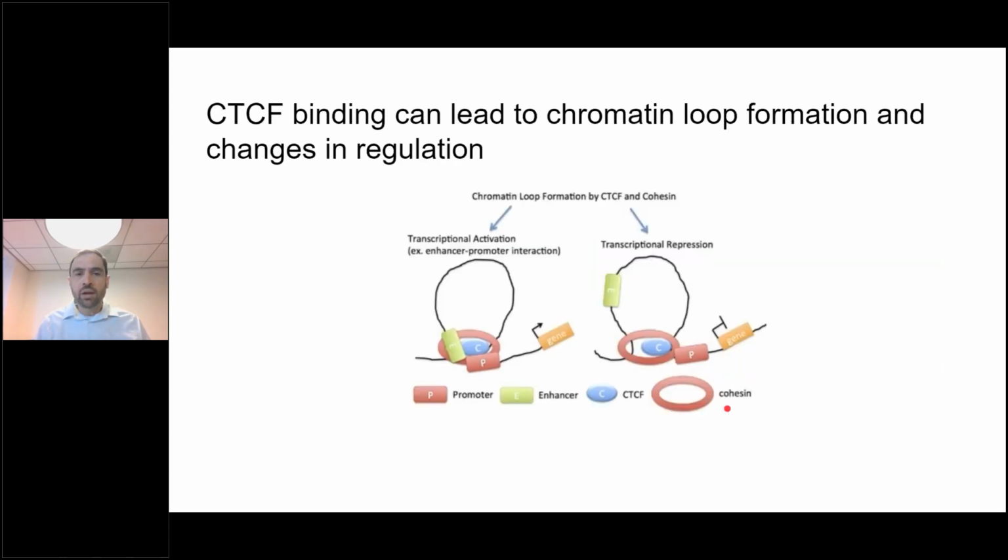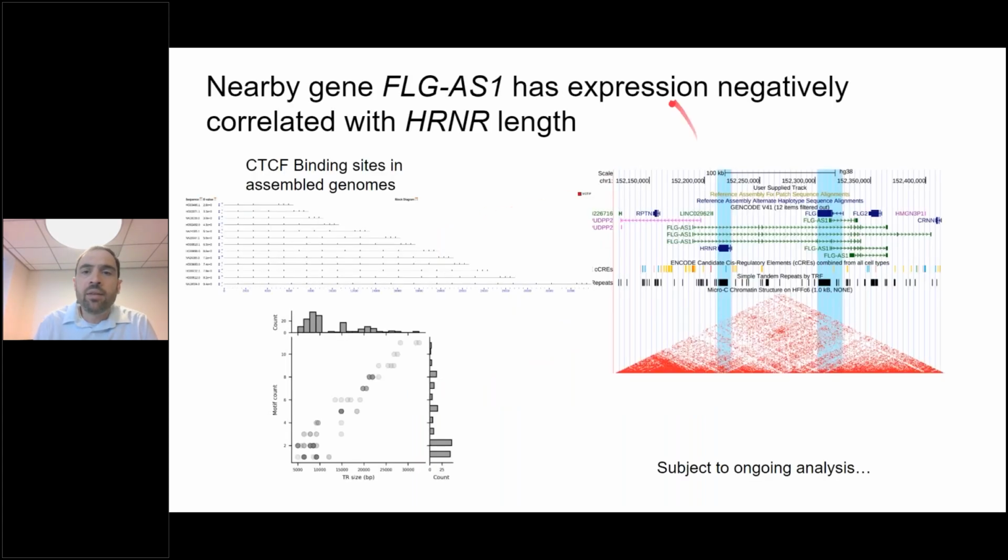And we know that topological domains are influenced by the binding of the CTCF protein that can lead to loop formation and changes in regulation. And so if we look at this HRNR sequence in a set of high quality haplotype resolved assemblies, we can actually see that there's a CTCF binding site within the exon. And the number of binding sites here increases as the length of the exon increases.